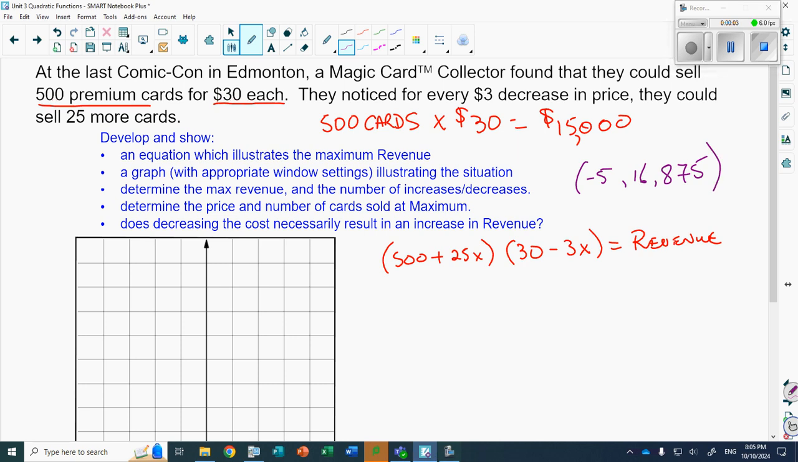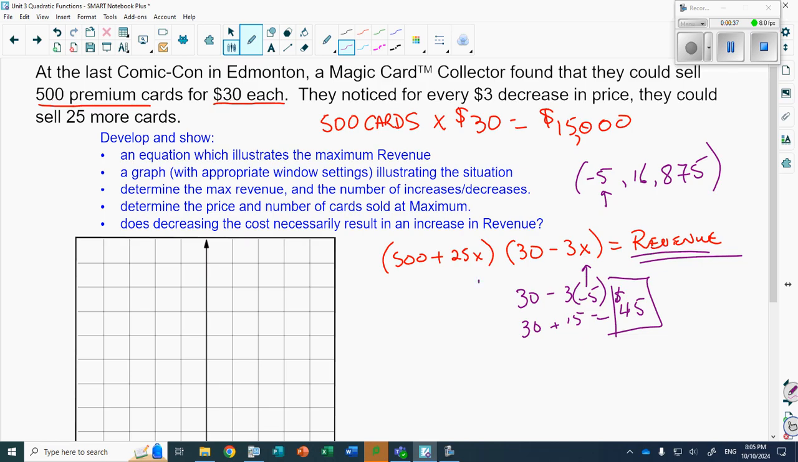Welcome to part two. In part one, if you remember, we developed this equation for this guy who was a magic card collector. And we found out by putting it on the calculator and finding the maximum, we found the x to be -5. And we found out that by putting -5 here, like that, and trying to find out the new price, the negative times the negative became a positive 15, which worked out to be $45. So he shouldn't actually decrease his price if he wanted to maximize his revenue.